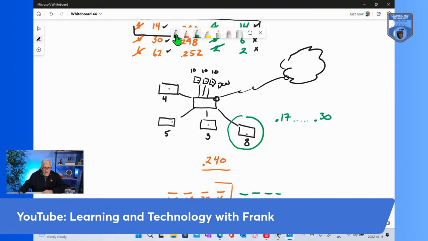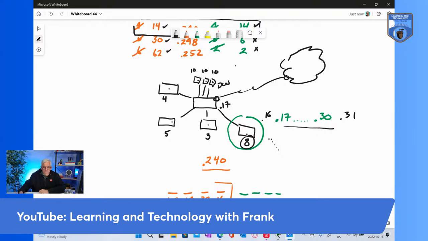31 will be the broadcast, right? Dot 31 is the broadcast, and dot 16 is the network ID. So these are the ones available for hosts. So I would make my router 17, and then I would have a total of 13 left for different devices, of which I only need 8. So you can see here, that's how I'm able to divide the network.